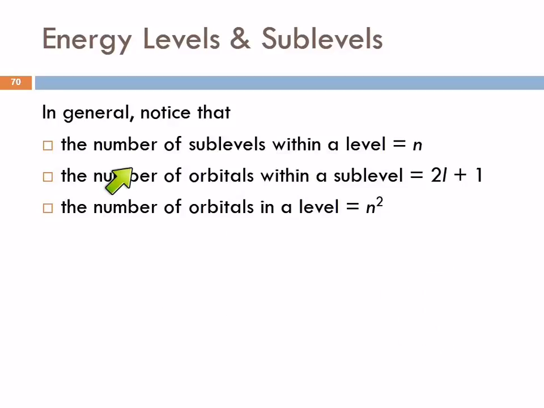So these are some general observations. The first one I think is the most important. The number of sublevels within a level is equal to n. So the number of rooms on a floor is equal to the floor number. These may or may not be useful. I'm not even going to talk about them.